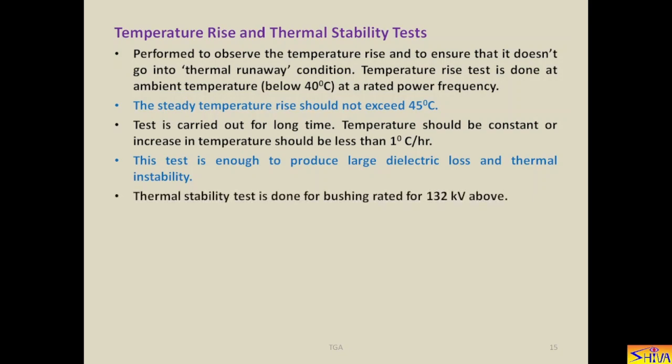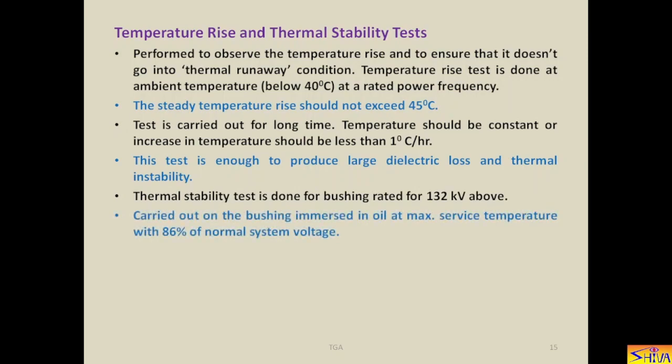Thermal stability test is done for bushing rated for 132 kV and above. It is carried out on the bushing immersed in oil at maximum service temperature with 86% of normal system voltage. This is a type test for low rating and routine test for high voltage rating. Friends, that is all about testing of bushings and insulators.